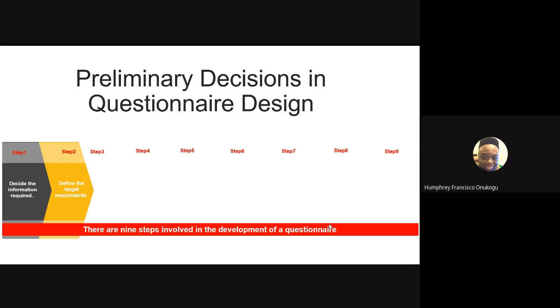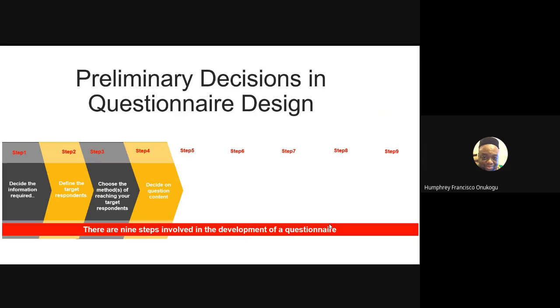This is going to guide in other steps because the kind of questionnaire you administer to young school children would definitely be different from the kind of questionnaire you give to experts in the field. So the target respondents is the next step you must consider if you are going to design a very good questionnaire. The third one is you have to choose the method of reaching the target respondents. What are the methods you want to use to reach them? We'll still look at all the steps as we progress.